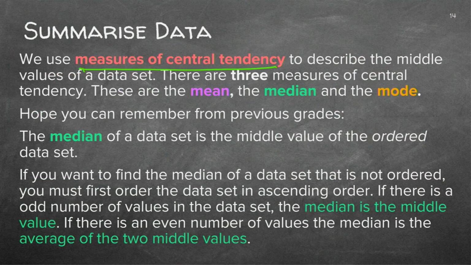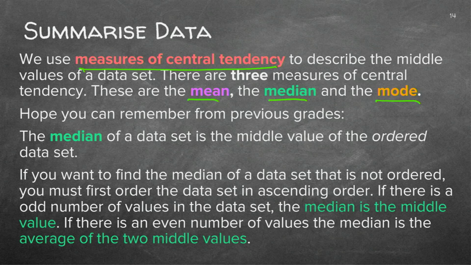Don't worry, it's actually very easy to describe the middle values of a data set. There are 3 measures of central tendency. Sounds so smart, but we refer to the mean, the median, and the mode. I hope you can remember this from previous grades. I'm just going to remind you.